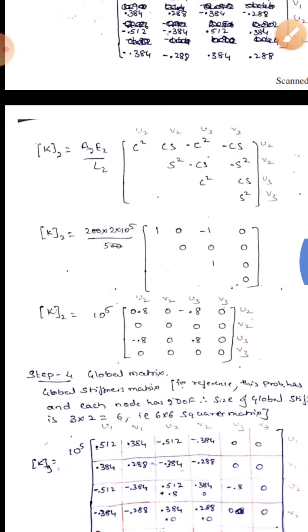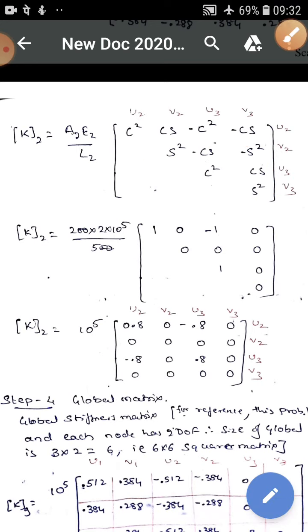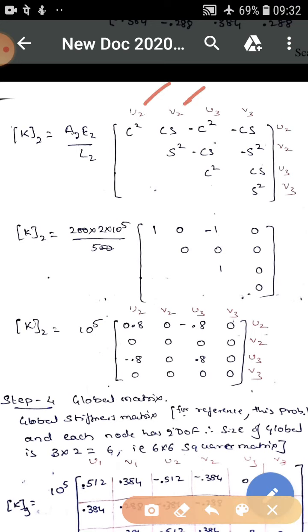Next, similarly I will write for element 2. Element 2 is A2 E2 by L2, times the matrix of C square, CS, S square. The displacements associated with element 2 are u2 v2 u3 v3. Those I have written on the top of the columns and side of the rows, just for reference. I hope you remember those are written to make our global stiffness matrix easy.